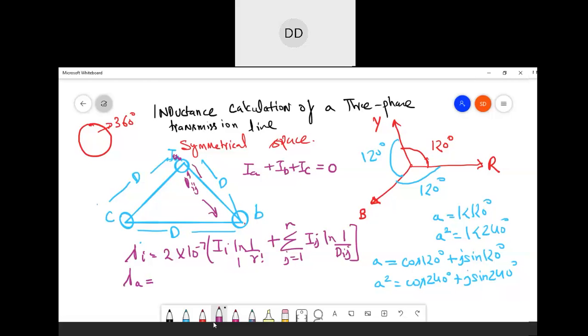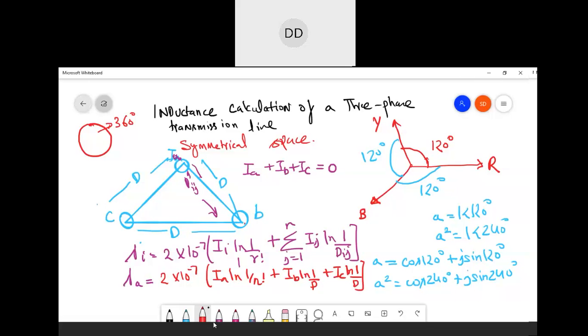Now if we want to write an equation over here, we can safely write phi a is equal to 2 into 10 power minus 7, instead of Ia dash it will come as Ia, ln of 1 by r dash, no problem over here. Now this is about the second phase. It starts Ib ln of 1 by d, similarly plus Ic ln of 1 by d. So these are some prerequisites, so you must have noticed it and noted it.